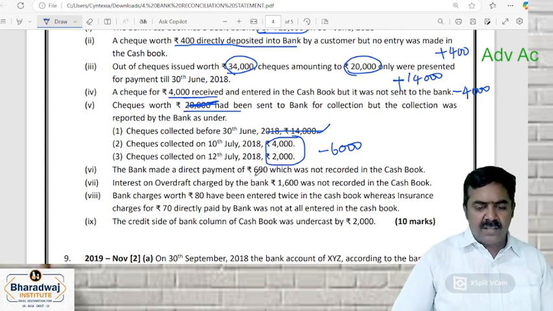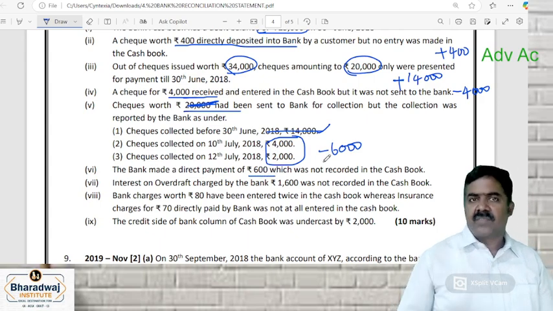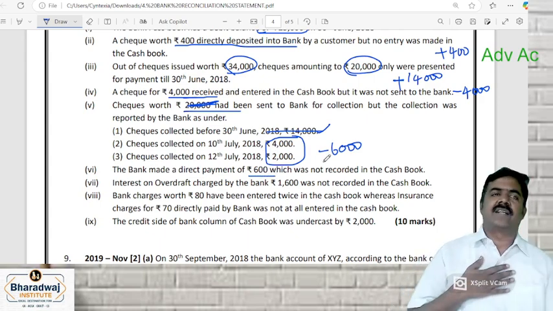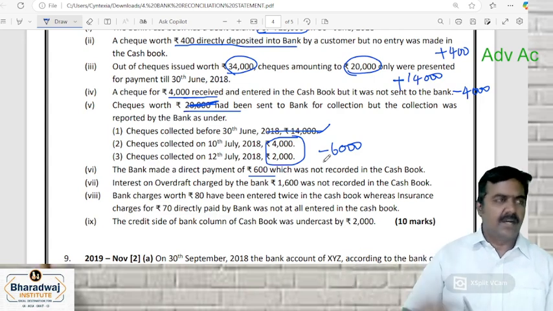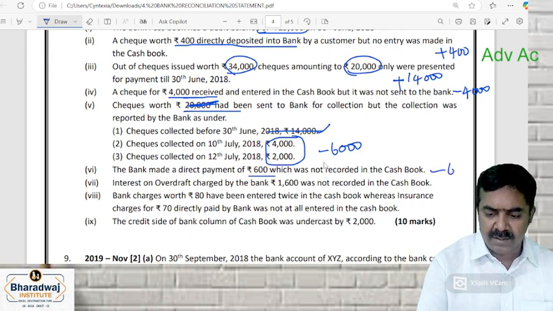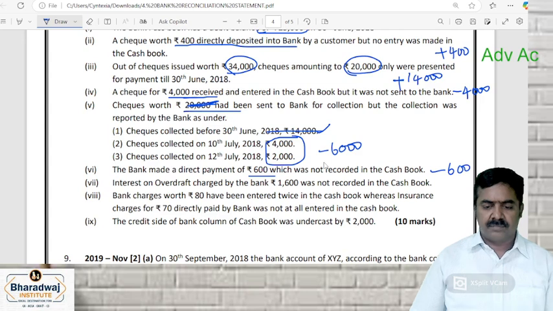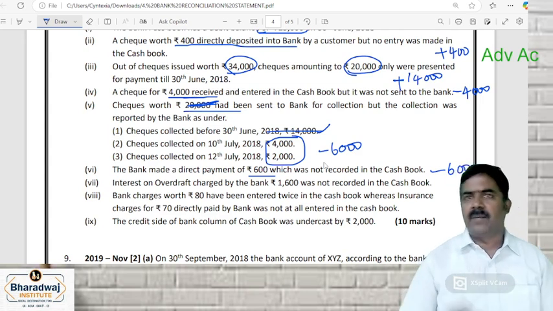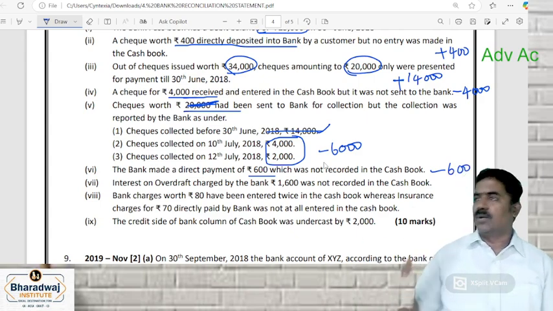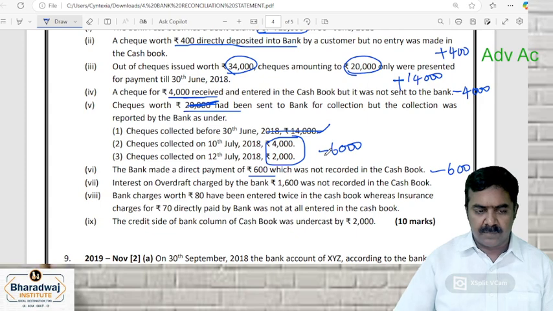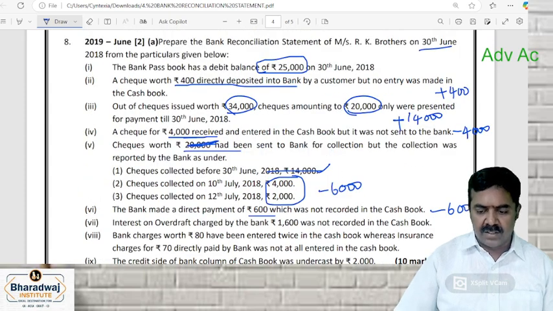The bank made a 600 direct payment. The banker deducted 600. Customer deduct பண்ணிருப்பானா? இல்ல அப்ப என்ன பண்ணணும்? Add back. Since OD is a starting point, minus 600. We paid money, we deducted. Customer has not deducted. We should add back. OD starting point நால minus 600. Then, what is the next one?